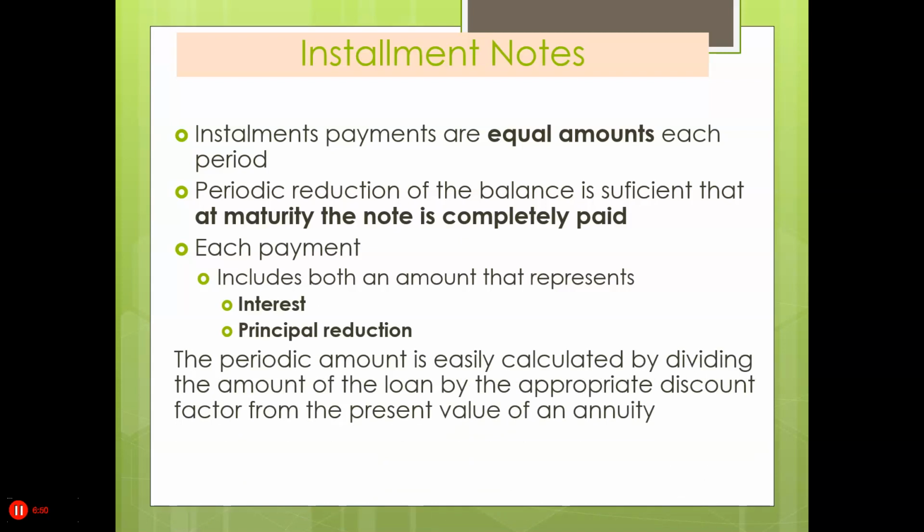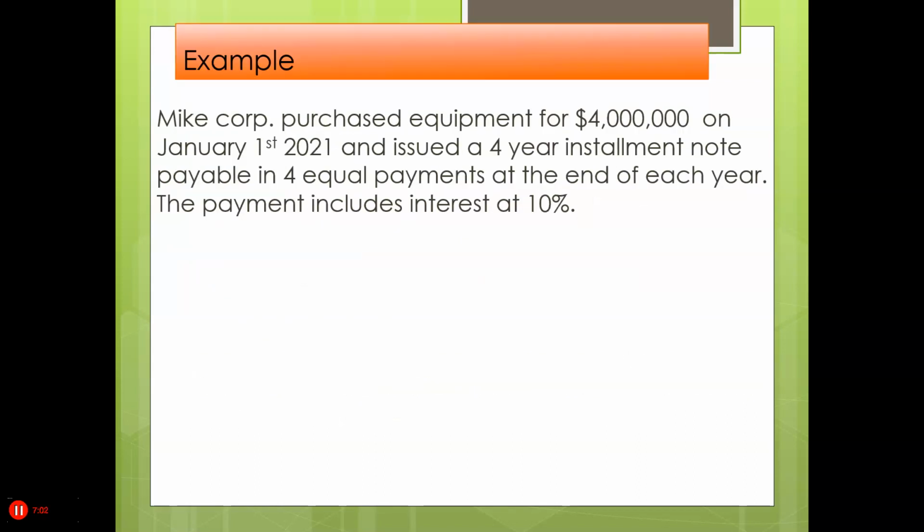The periodic amount is easily calculated by dividing the amount of the loan by the appropriate discount factor from the present value of an annuity table. So let's take a look at an example. My corporation purchased equipment for $4 million on January 2021 and issued a 4-year installment note payable in 4 equal payments at the end of each year. The payment includes interest at 10%.